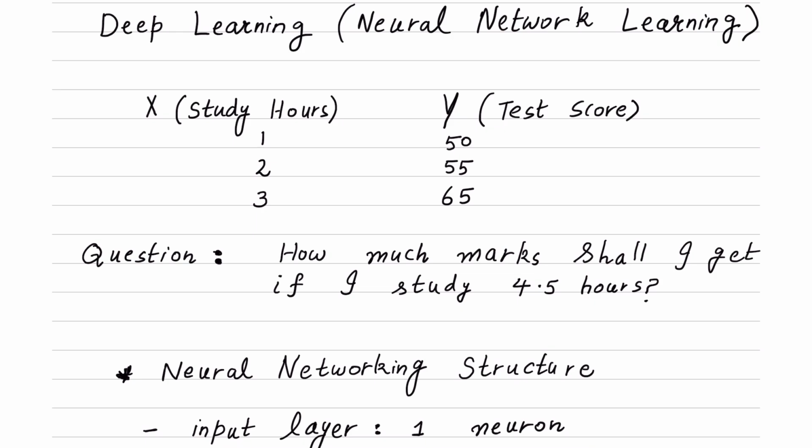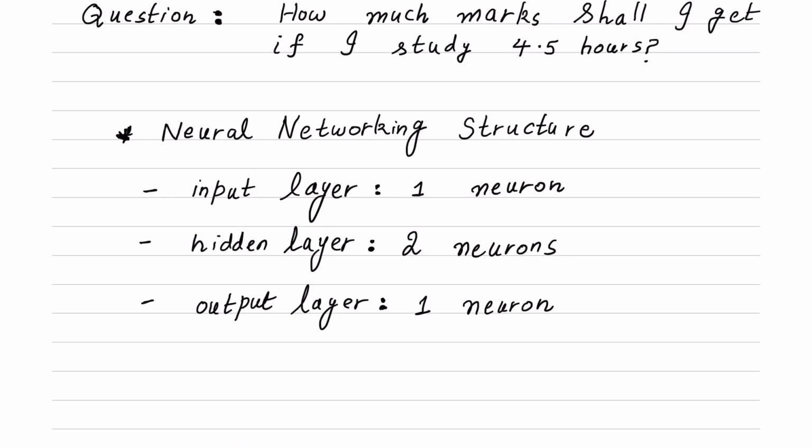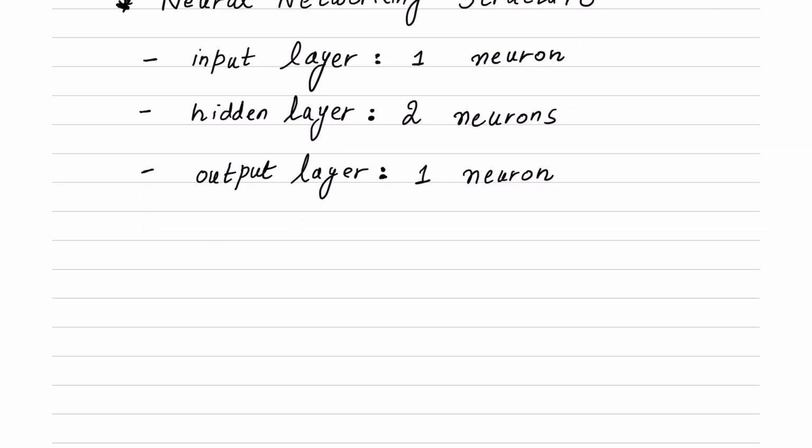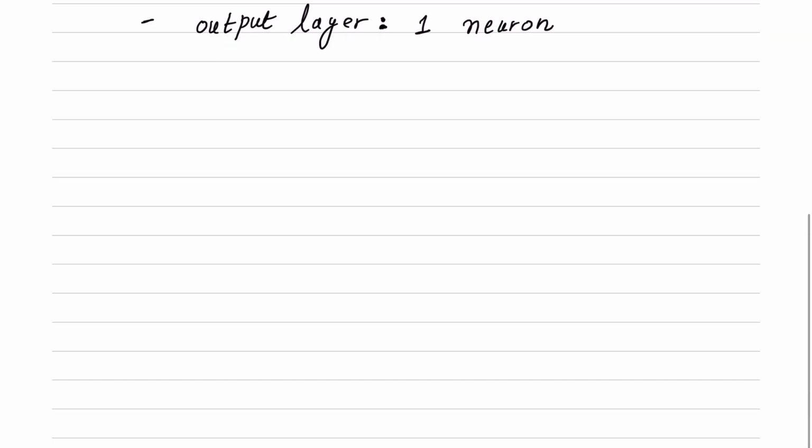To answer this question, how much marks shall I get if I study 4.5 hours using this data? So the neural network structure that we are considering here involves three layers: the input layer using one neuron, the hidden layer using two neurons, and the output layer using one neuron. So let's look at the geometrical structure here.